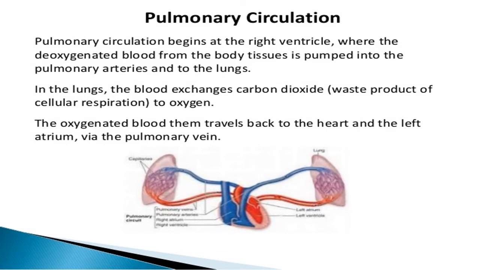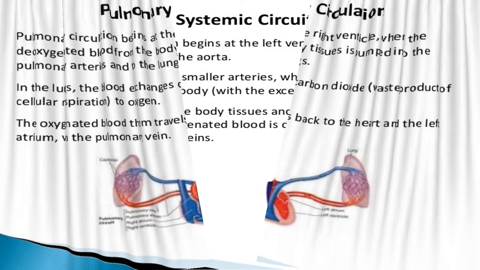Coming to the pulmonary circulation. Pulmonary circulation begins at the right ventricle, where the deoxygenated blood from the body tissues is pumped into the pulmonary arteries and to the lungs. In the lungs, the blood exchanges carbon dioxide, that is waste products of cellular respiration, for oxygen. The oxygenated blood then travels back to the heart and the left atrium via the pulmonary vein.